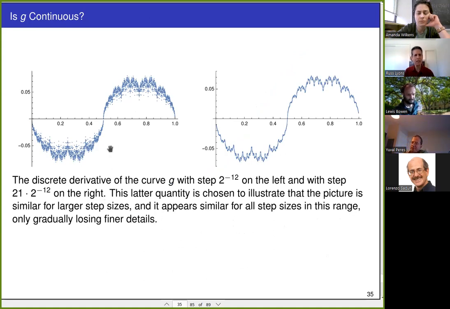Well, here's a discrete derivative with step 2 to the minus 12 on the left and 21 times 2 to the minus 12 on the right. Doesn't look so good, but doesn't look so bad.